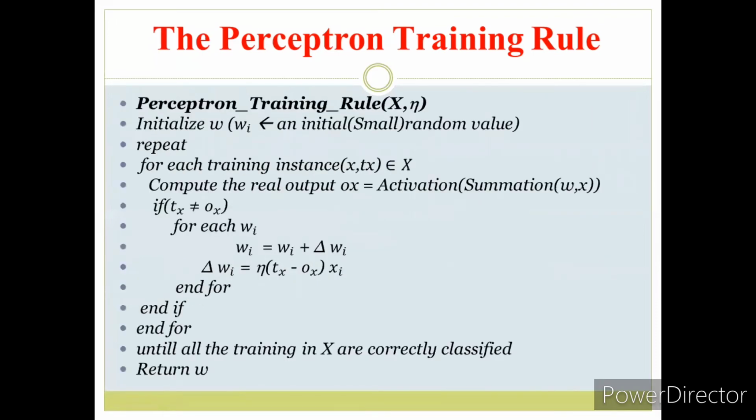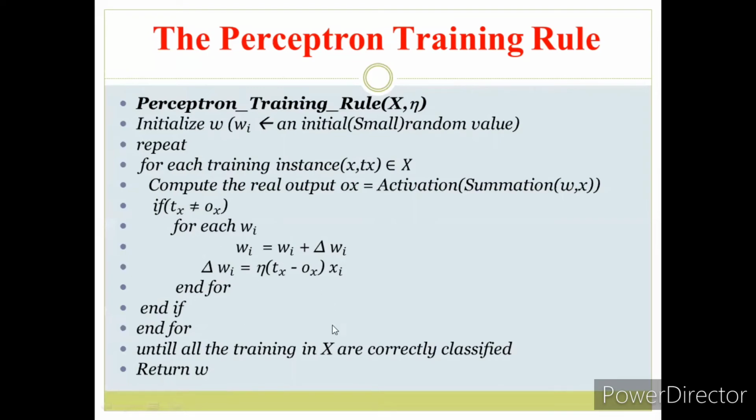So same thing what we have explained, the algorithm is written in terms of an algorithm. They initialize the weight and repeat for each training instance what we have there and compute the output for every instance. So if the target output is not equal to the generated output, then we have to perform the weight modification and then add it to the previous weight till the target output is reached.